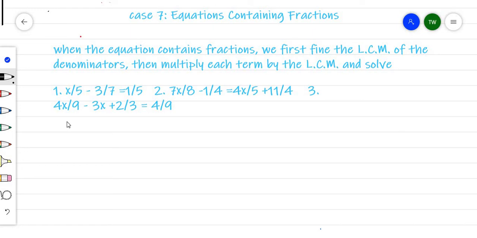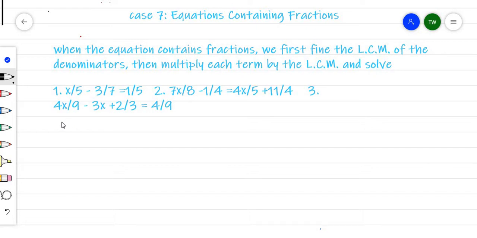Case 6. Equation containing fraction. When the equation contains fractions, we first find the LCM of the denominators, then multiply each term by the LCM and solve. Here I have 3 examples. I'm going to take you through each of them.